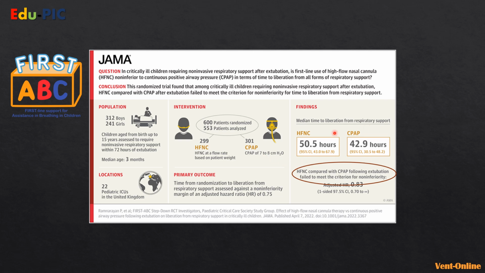And you can see the median time of liberation from respiratory support as a median or an average time in comparison. So high flow average was about 50.5 hours, while CPAP had 42.9 hours for the patient to be liberated from respiratory support when used after extubation.